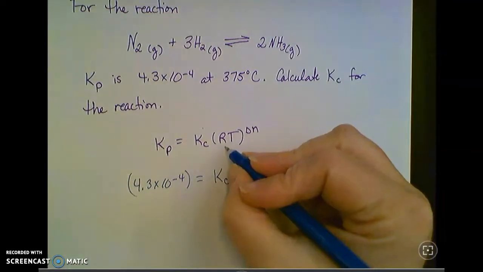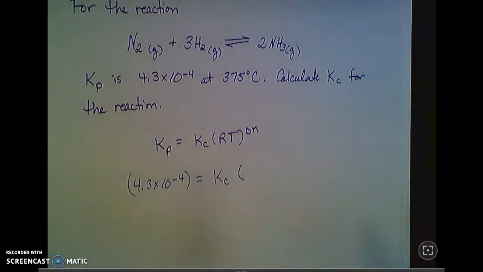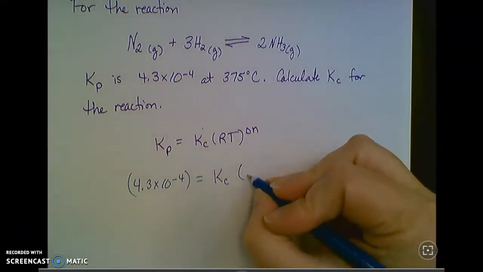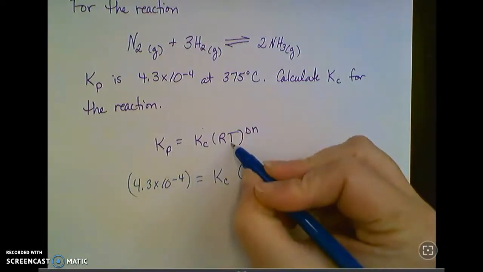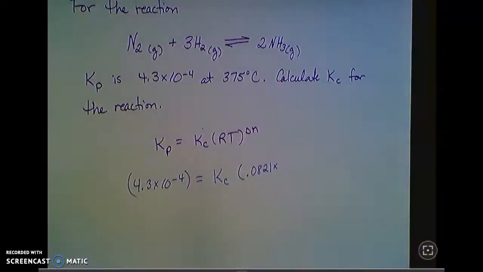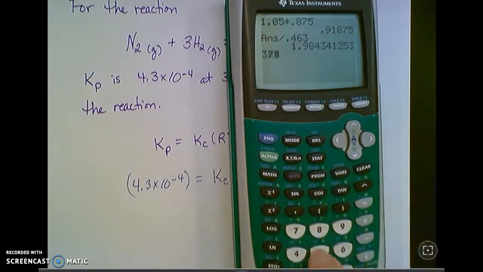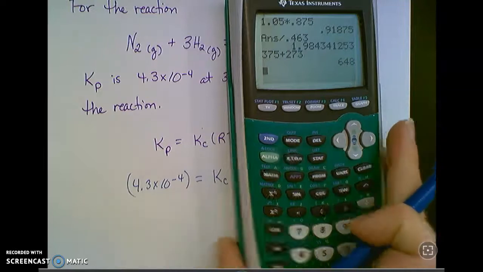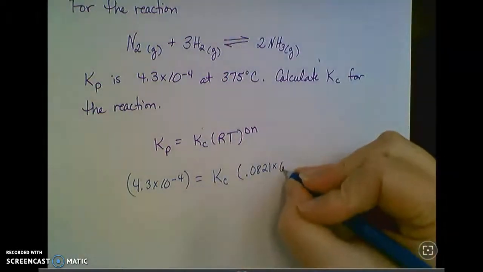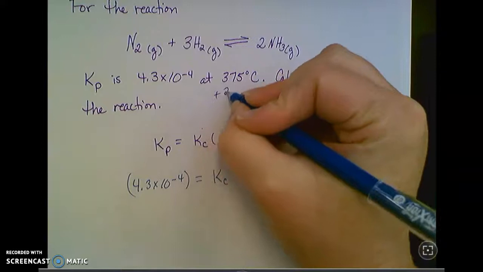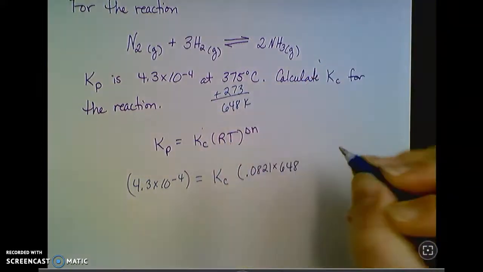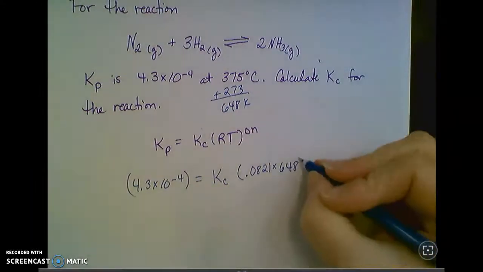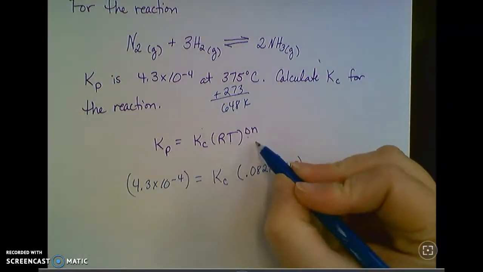So R is your universal gas constant. We typically use the one for atmospheres. So that's 0.0821 times the temperature. So they're giving you the temperature there in Celsius. As you know, we always have to use Kelvin. So that's 648 Kelvin. If you didn't see what I did there, just add 273 to that to get your Kelvin temperature. And then to the delta N power.